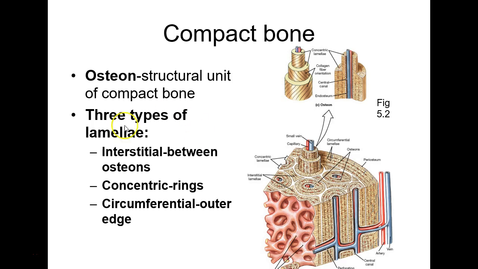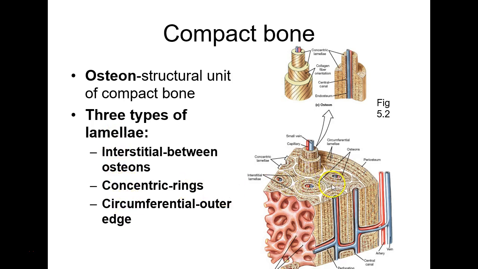So lamella, like we were talking about, mainly, I think there's 3 different types. Don't stress on this. I rarely ask this. Maybe a bonus. Concentric rings, the ones that are going in concentric circles around a central canal, that would be concentric lamella. Okay. This is kind of poorly written. There's 3 types of lamella: interstitial, concentric, and circumferential.